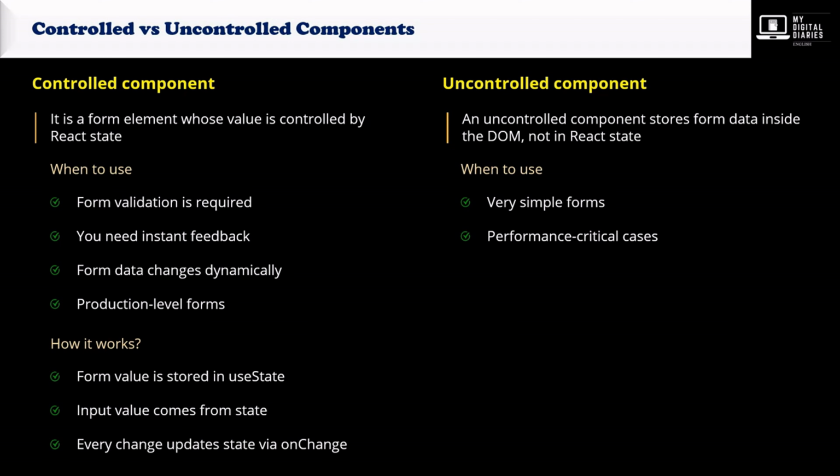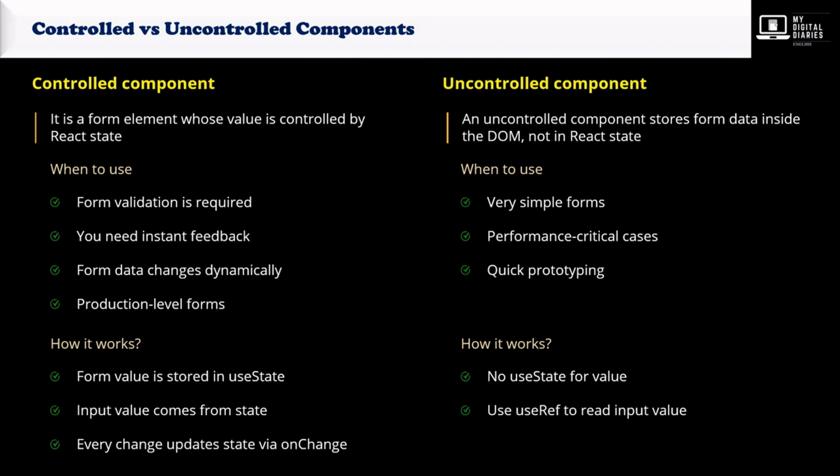If performance is critical and you want fewer re-renders, then you can go for an uncontrolled component. If you are doing a quick prototype, you can quickly use an uncontrolled component. Now, how it works. There is no useState for the input value. Instead of state, we use a useRef, and the input value is read directly from the DOM element. The DOM itself manages the input state. We usually read the value only when the form is submitted. This approach is closer to the traditional HTML form.